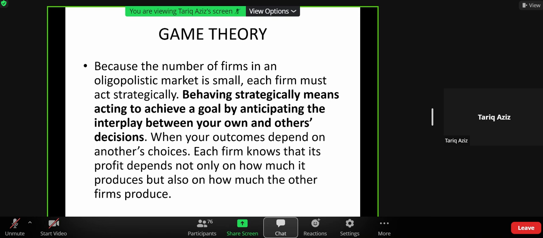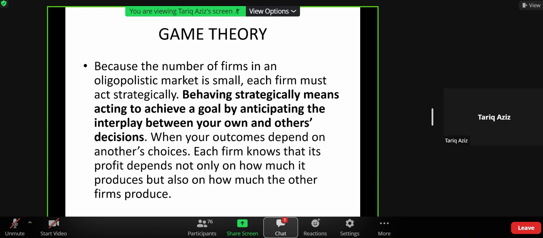Because the number of firms in an oligopolistic market is small, each firm must act strategically. I mean, whenever a firm takes a decision, it should think about other firms also, not only about itself, because every action will invite a reaction from our competitor. So that should be kept in mind before taking any decision. Behaving strategically means acting to achieve a goal by anticipating the interplay.